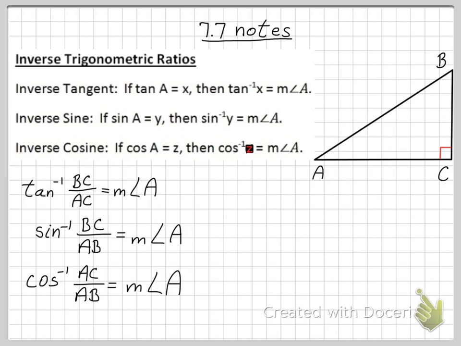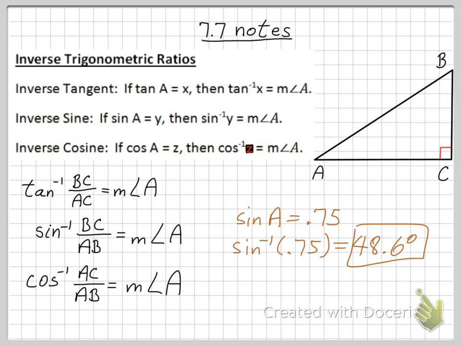And moving right along here, let's talk about the inverse sine. So let's just say, for sake of argument, that the sine of angle A is equal to 0.75. Okay, just throwing out that number there. Then the inverse sine of 0.75 will equal your angular measurement, and the inverse sine would be 48.6 degrees.